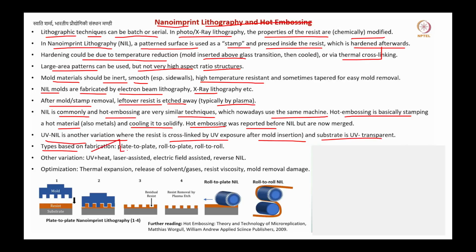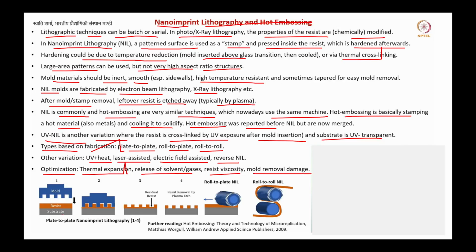Types based on fabrication: plate to plate, roll to roll, roll to plate, and there are some variations. You can apply heat simultaneously while exposing it to UV. You can expose it to a laser also, making a pattern by using laser light, and electric field assisted and reverse NIL exist too. For optimization, thermal expansion, release of solvent gases, resist viscosity, and mold removal damage will all be factors.